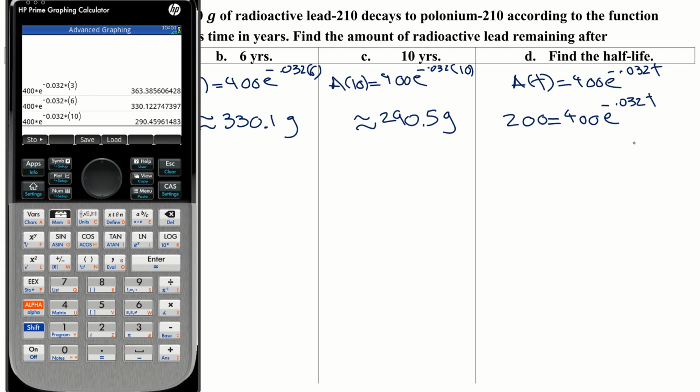So we get 200 over 400 equals, on this side, of course, 400 divided by 400 is 1. So we just get e to the negative 0.032 t. And 200 over 400, of course, is 0.5, right? Or 1/2, whichever you like.